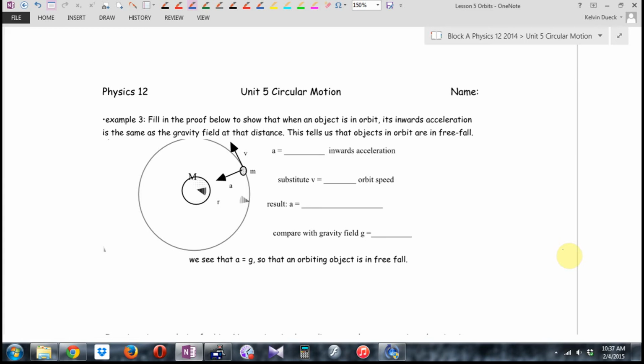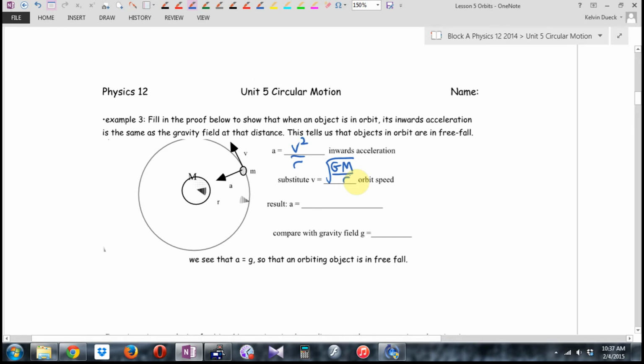A equals... What's our equation for inwards acceleration? V squared over R. Then it says substitute V equals the orbit speed. What did we just say was the orbit speed? Square root of big G, big M over R. By the way, that's V. What would V squared be? What would vanish? The square root.